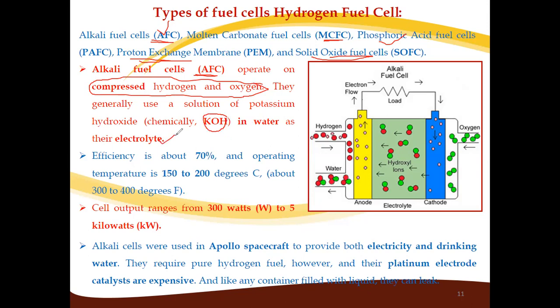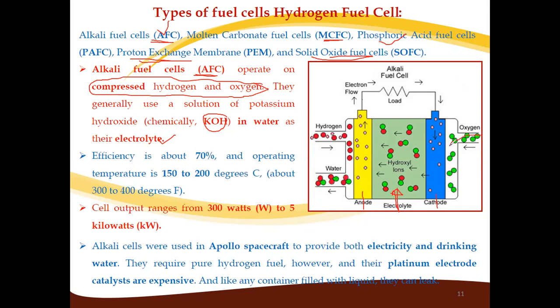In any fuel cell, we require fuel, oxygen, anode, cathode, catalyst, and electrolyte. In this case, the alkali fuel cell, we use potassium hydroxide in water as an electrolyte. This is the anode part, this is the cathode part, and this is the electrolyte part. The electrolyte is a solution of potassium hydroxide in water.